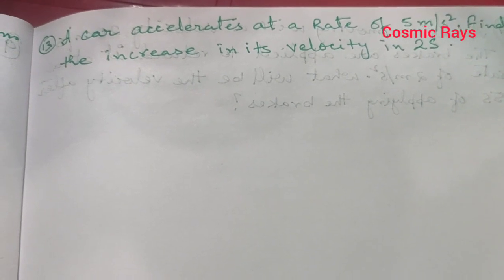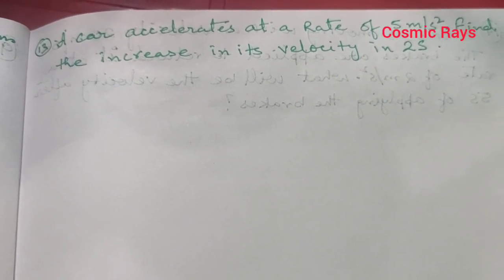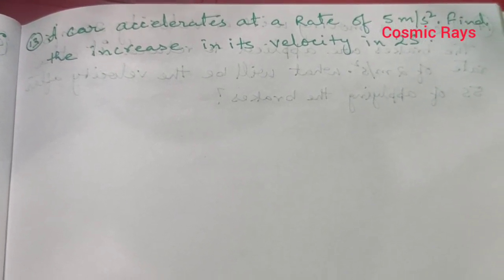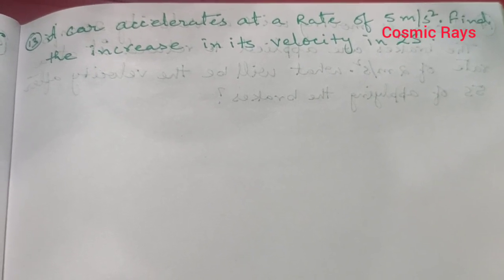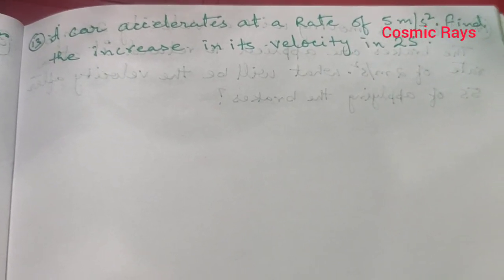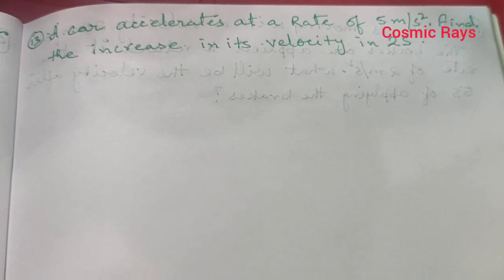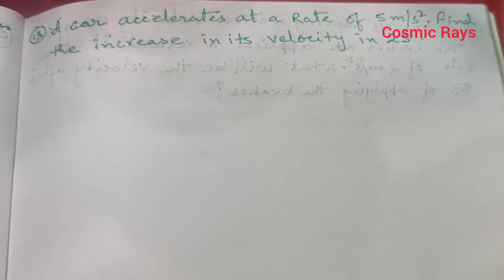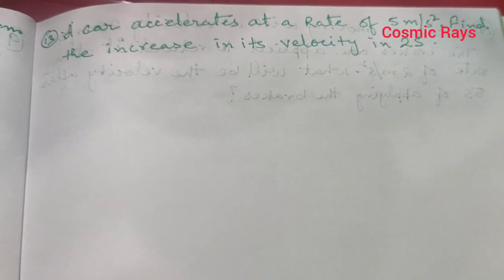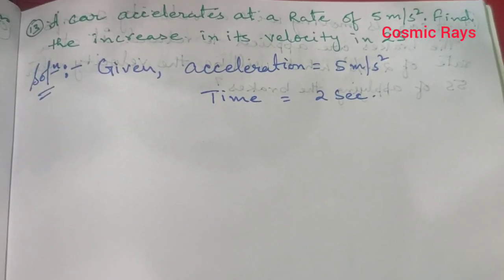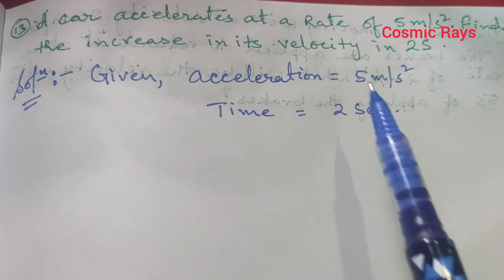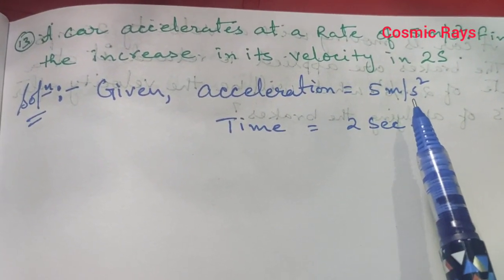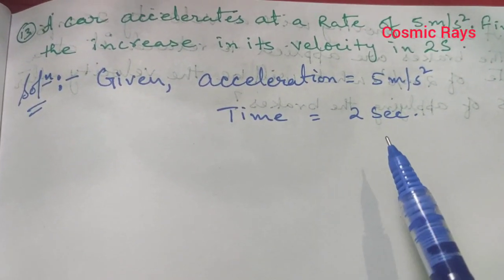Question number 13 says, a car accelerates at the rate of 5 meter per second square. Find the increase in its velocity in 2 seconds. So we have to find its final velocity that it will acquire in 2 seconds. So we write the given things. Acceleration is given as 5 meter per second square and time taken is 2 seconds.